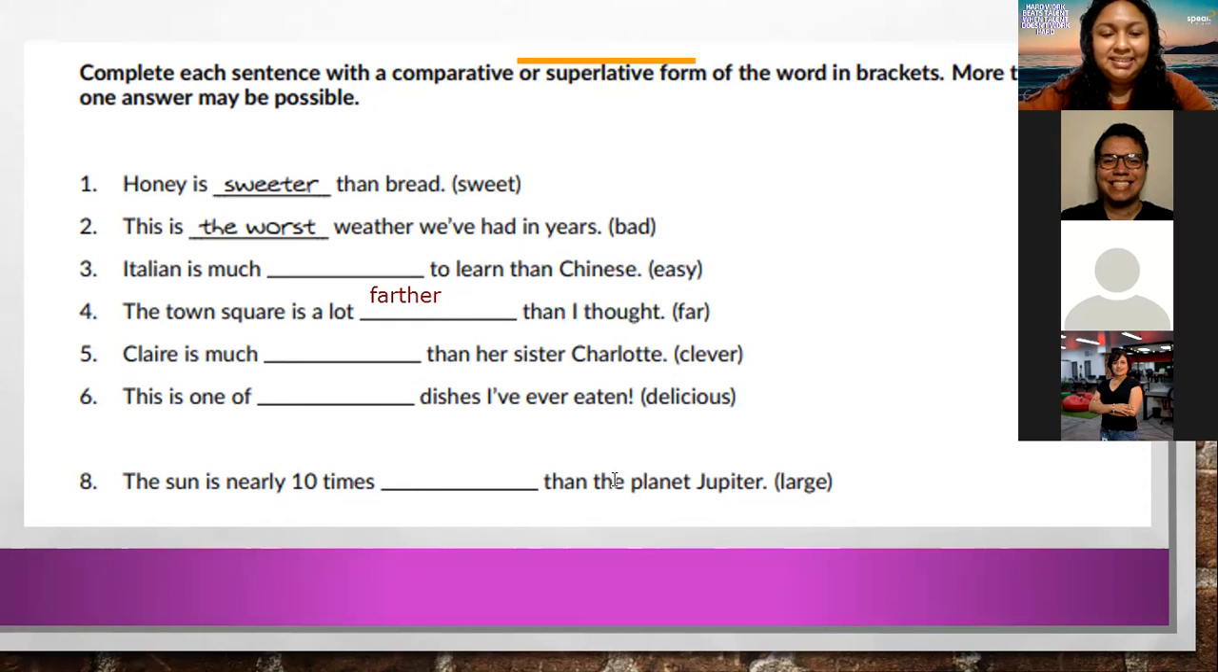Further is for the information in general. Do you remember this phrase, furthermore? Furthermore, you say further: you are explaining or elaborating on something deeper that is not distance. So farther for distance. Very good. That's the right answer. Number 5, Ricardo, can you help us?